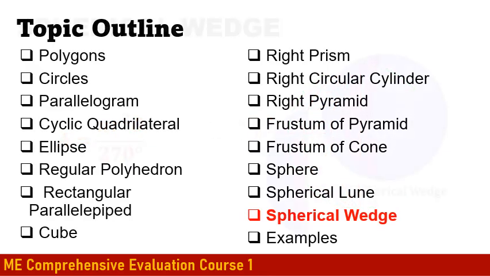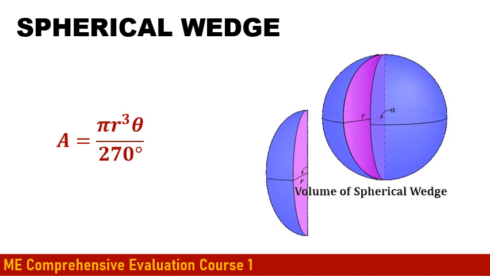For the spherical wedge, on the other hand, it's actually a volume. So this is not A, but this is V. The volume of a spherical wedge is equal to pi r cubed theta over 270. This part here is the surface area of that lune, but if you include the volume here, then that's already the spherical wedge. So you can get the volume of the spherical wedge using this formula. Theta is also in radians.